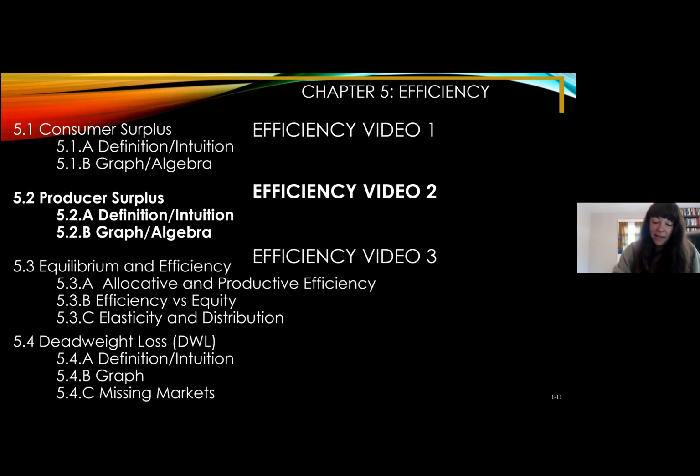Welcome to the second video on efficiency. In this video, we'll be talking about producer surplus. How do we measure the well-being, the benefits that producers get from the market?